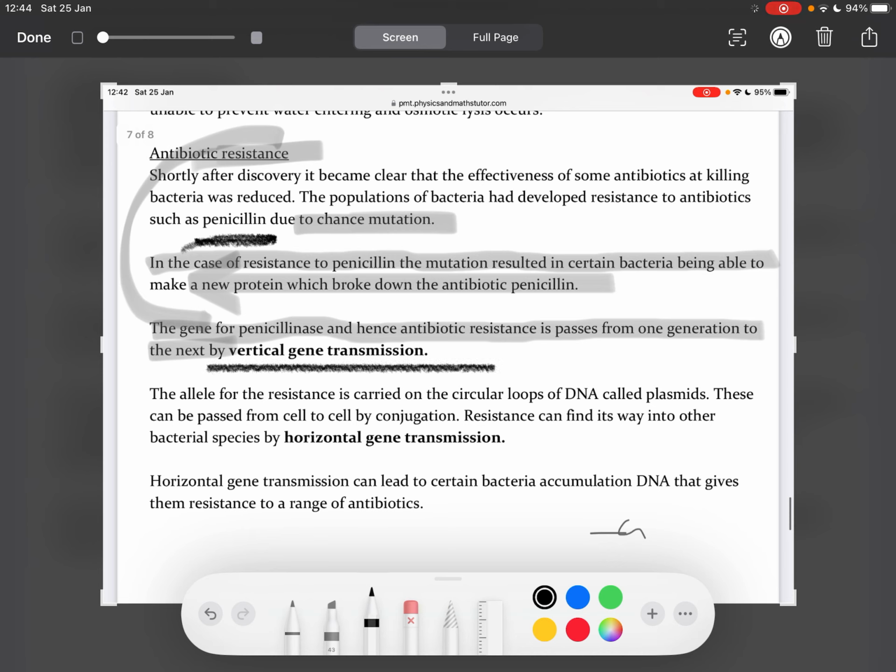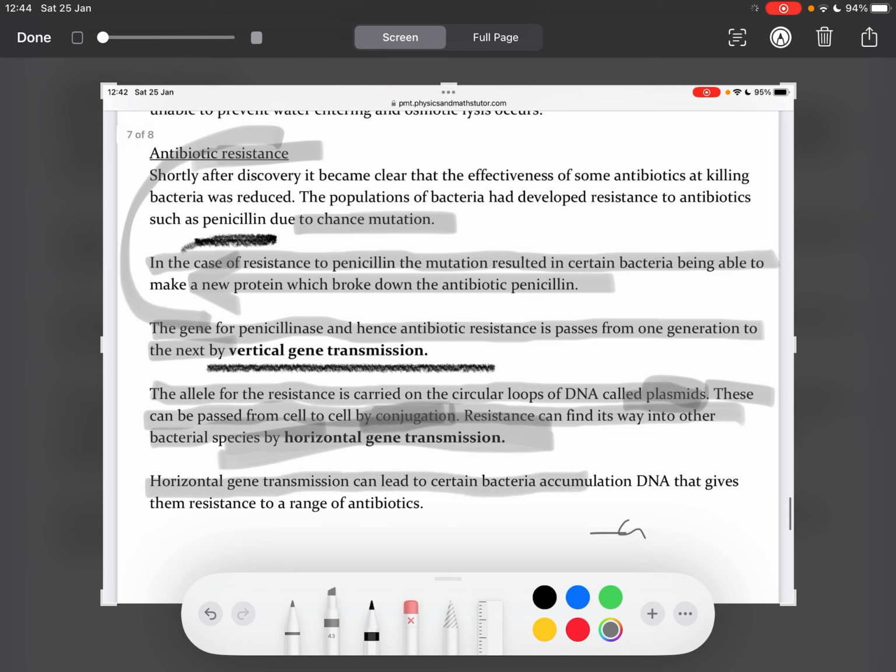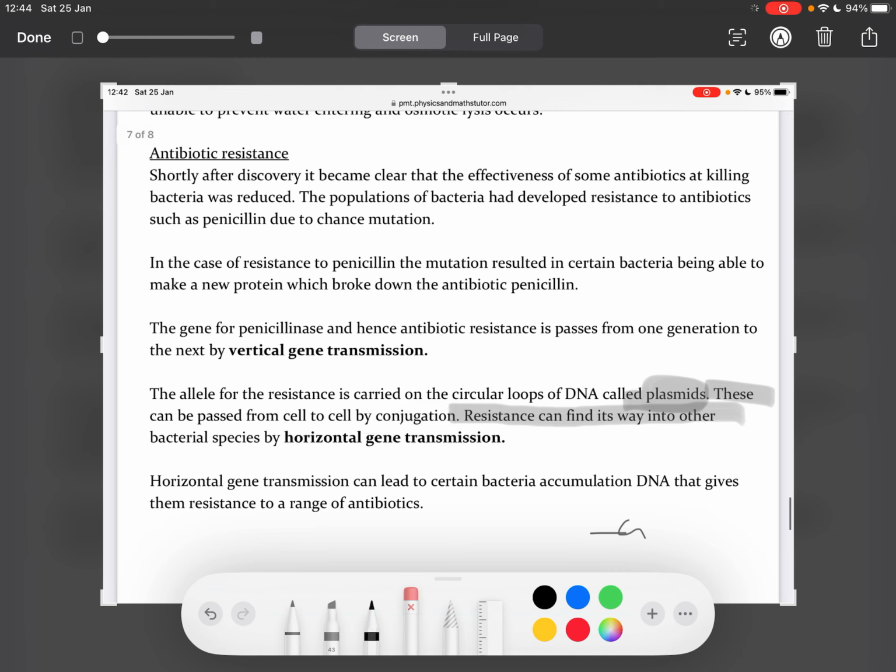vertical gene transmission. The allele for the resistance is carried on circular loops of DNA called plasmids. These can be passed from cell to cell by conjugation. Resistance can find its way into another bacterial species by horizontal gene transmission. Horizontal gene transmission can lead to certain bacteria accumulating DNA that gives them resistance. Do you understand? Do you know how important these paragraphs are?